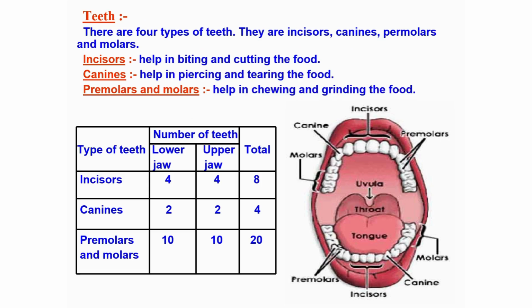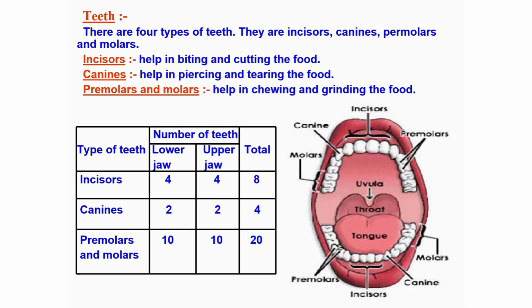Teeth. There are four types of teeth. They are incisors, canines, premolars, and molars. Incisors help in biting and cutting the food. Canines help in piercing and tearing the food. Premolars and molars help in chewing and grinding the food.